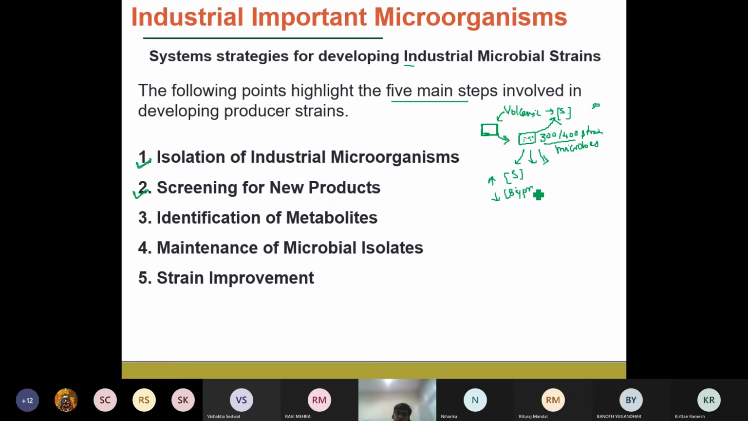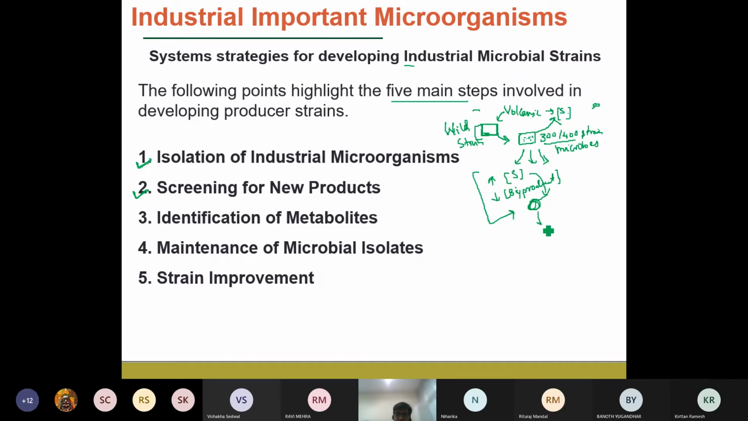Like this, we screen the microorganisms and then isolate a single microorganism which we are going to use for the production of sulfur, for example, for an industrial application. When you take the soil, whatever microbial strains come out of it are called the wild strain. Then you select a particular microorganism which can produce sulfur at a very high concentration.